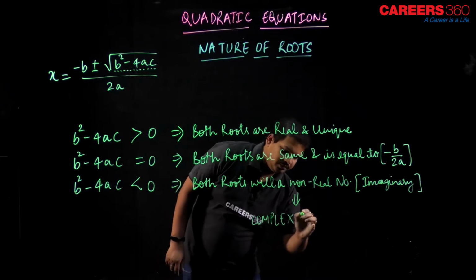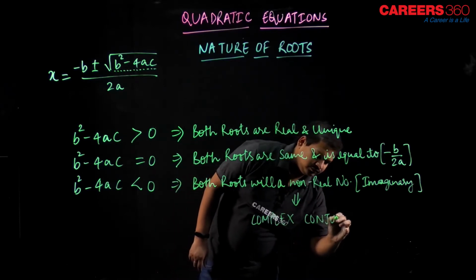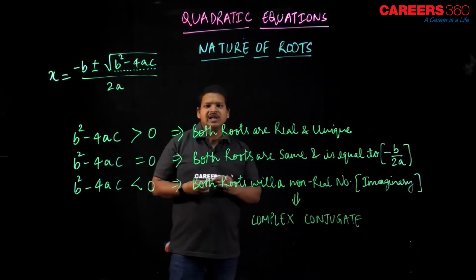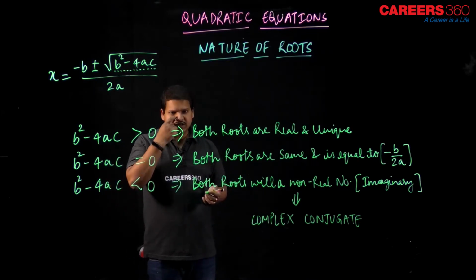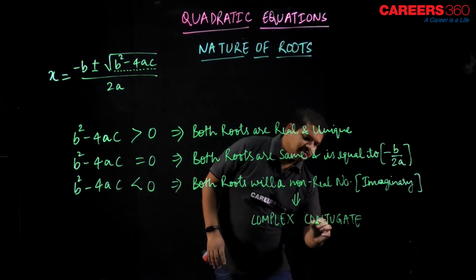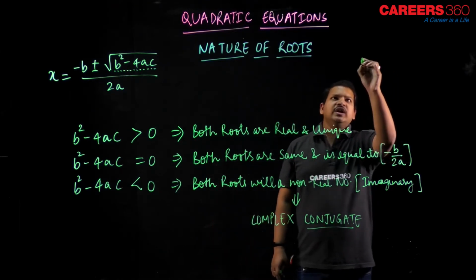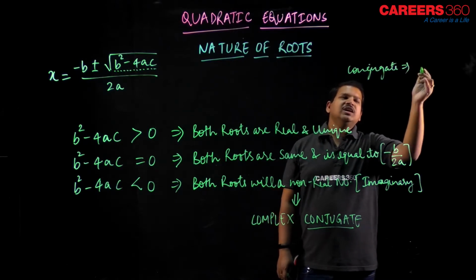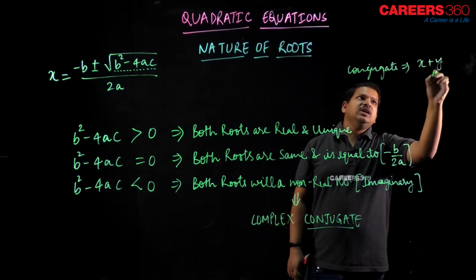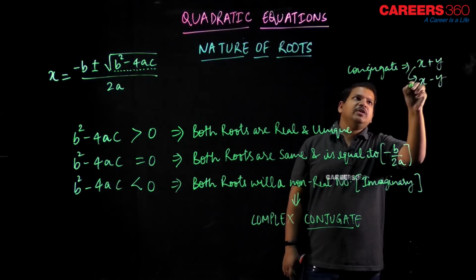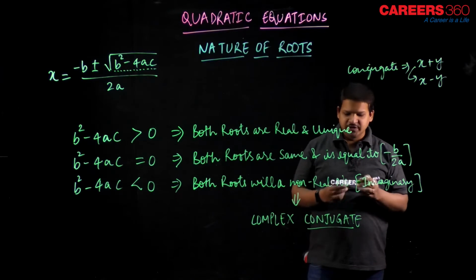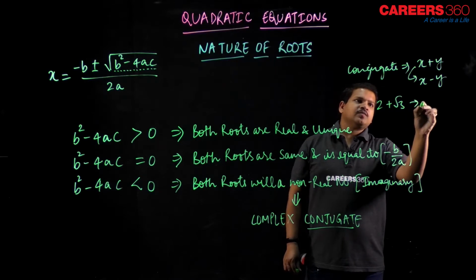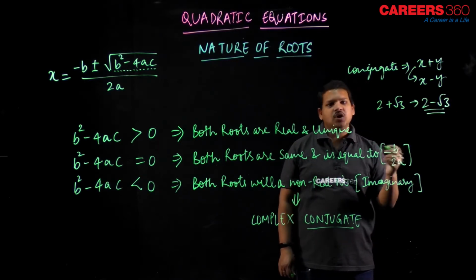Now this term complex conjugate you will learn well in higher classes, but let's have an idea here. Let's see what I mean by conjugate. Conjugate is nothing but, let's say there is a number x plus y, then x minus y will be its conjugate. I hope it is making sense. For example, if there is the number 2 plus root 3, then 2 minus root 3 will be its conjugate.